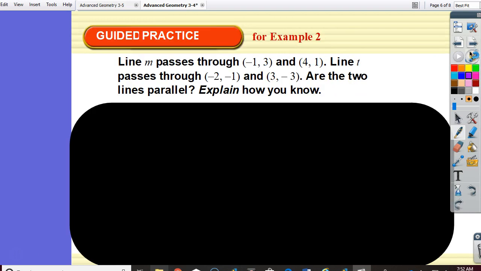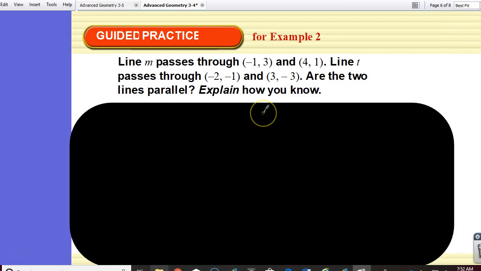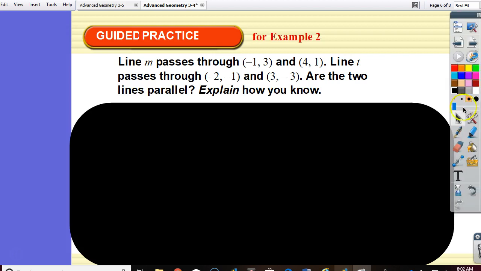Line M passes through the points -1, 3 and 4, 1. Line T passes through -2, -1 and 3, -3. Are the 2 lines parallel? Explain how you know. So take a minute with your table partner to figure out the slopes of these 2 lines and compare. Are they parallel? Are they not? So pause the video, take a minute to try this problem out, and then we will go over it. Alright guys, so you should have had plenty of time to get this problem done.